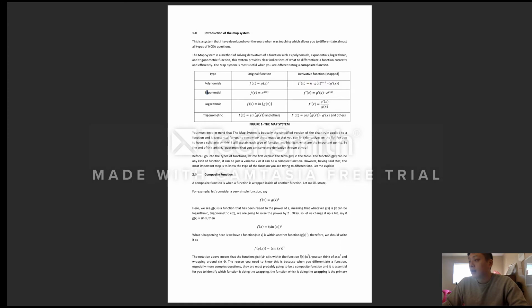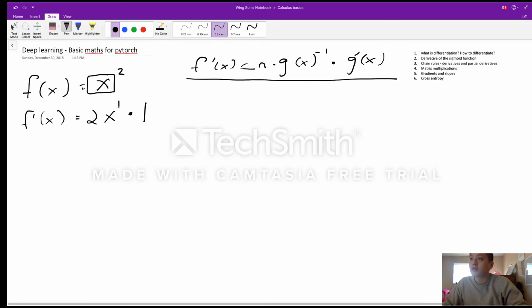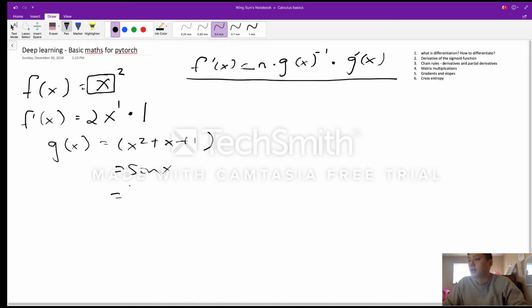Now if you look at the exponentials, f of x is equal to the exponential to the g of x. Now you guys might be confused what g of x is. G of x can be anything, right? It can be, I don't know, like x squared plus x plus 1. It could be anything. It could be sine of x, or maybe a tan of x. I don't know, it could be anything.